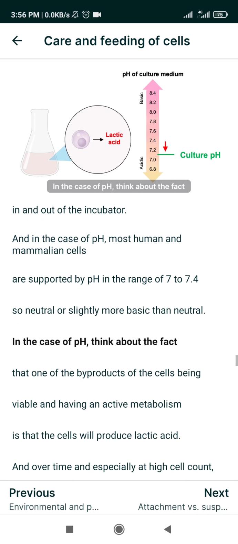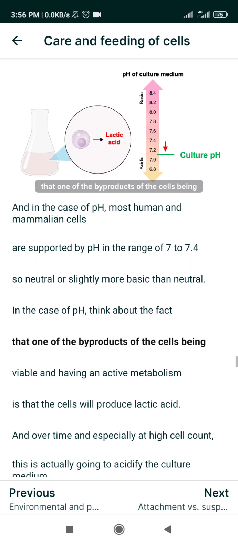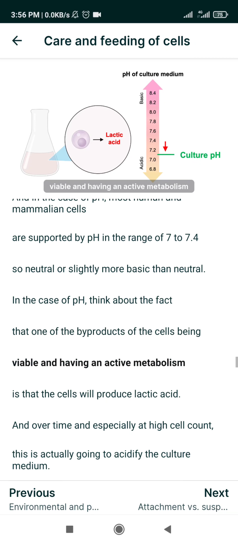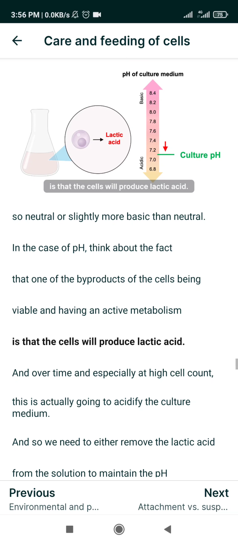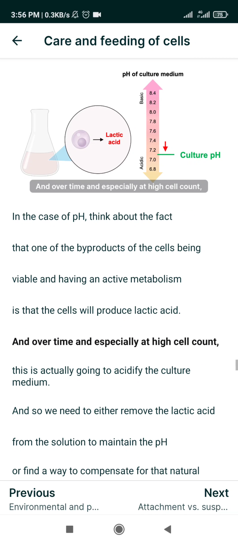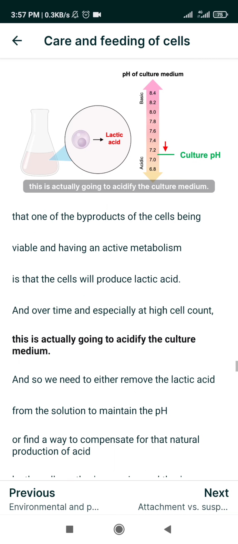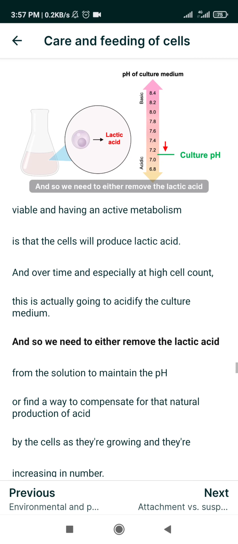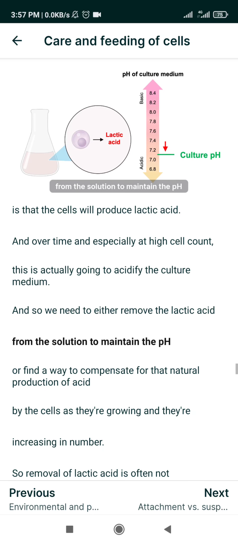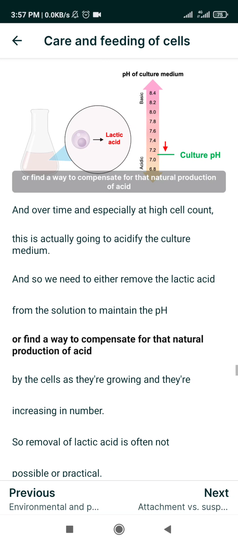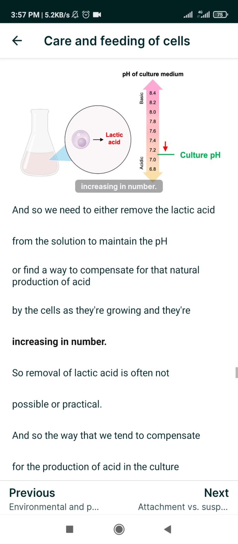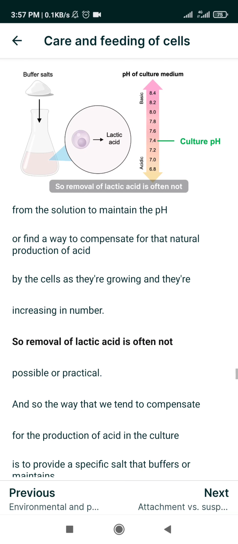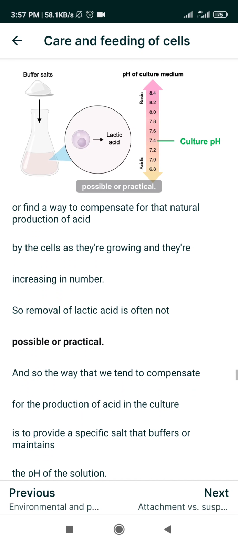In the case of pH, think about the fact that one of the byproducts of the cells being viable and having an active metabolism is that the cells will produce lactic acid. And over time, and especially at high cell count, this is actually going to acidify the culture medium. And so we need to either remove the lactic acid from the solution to maintain the pH or find a way to compensate for that natural production of acid by the cells as they're growing and increasing in number. So removal of lactic acid is often not possible or practical.